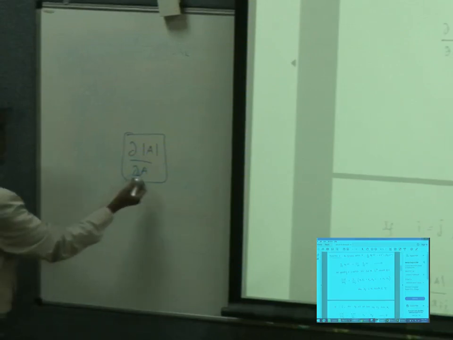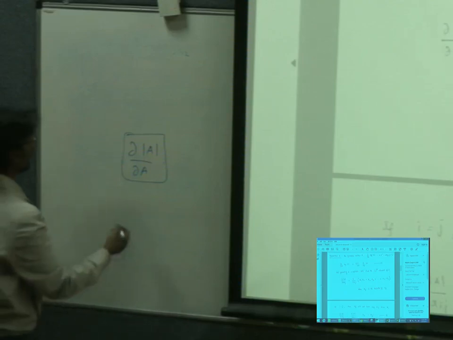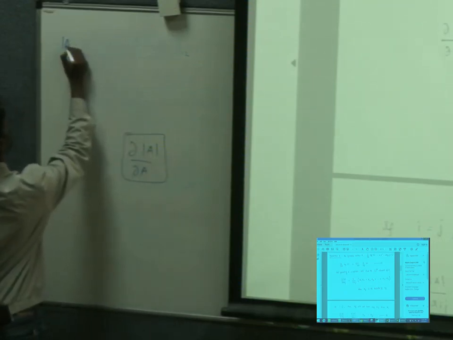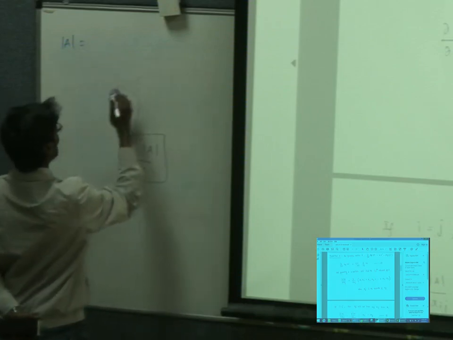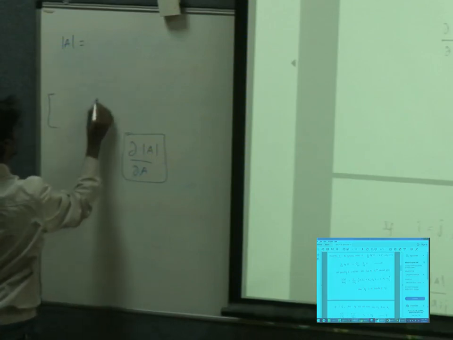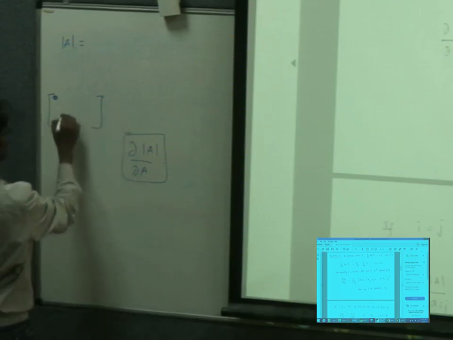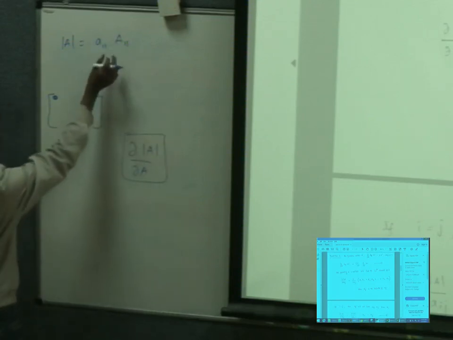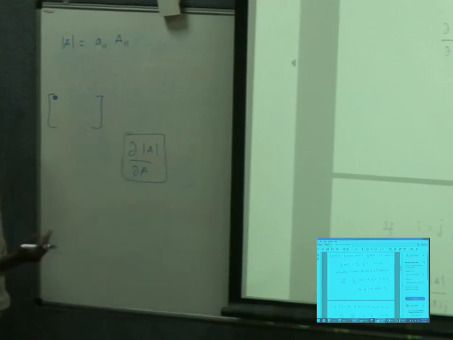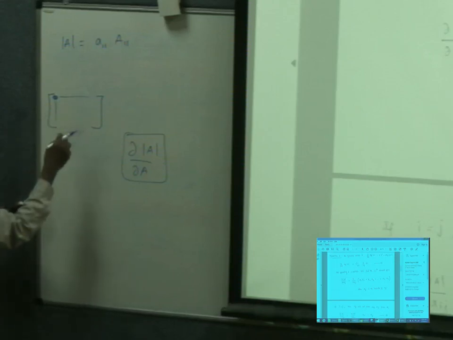So again, this is a matrix, so we have to take the derivative with respect to each of the entries. And what is the determinant of A? A is a big matrix, where you take one of the rows and multiply it with its cofactor, that is a11 into A11. A11 is some shorthand notation. You know about the cofactor, right? You remove the ith row and jth column and whatever matrix you have, you take the appropriate sign of that one. It will alternate plus and minus.